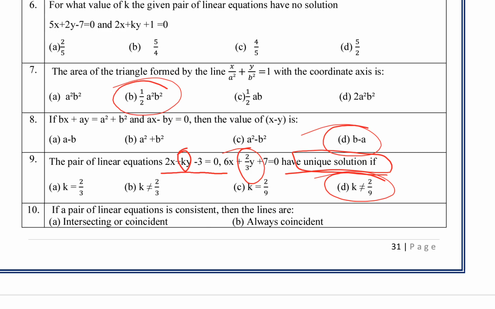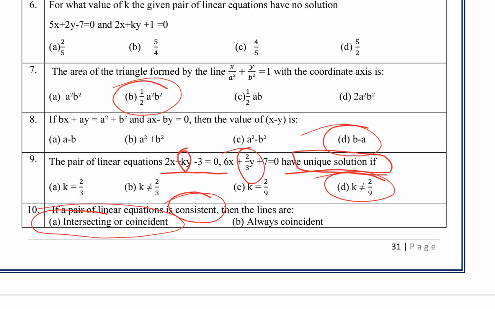Then the 10th one. If a pair of linear equations is consistent, then the lines are what? Consistent means they are intersecting or coincident. Then only the line equations are consistent. I hope you understood, choose the correct answer.